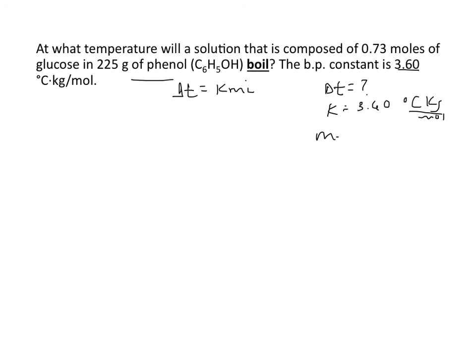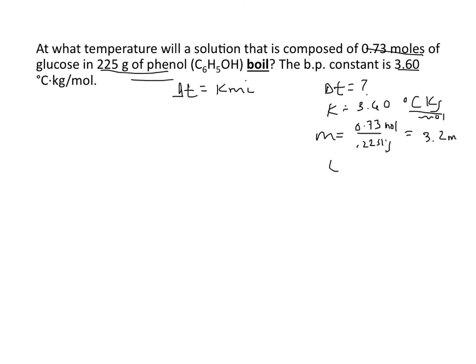Okay, our m value, remember we're going to have to calculate that. We've been given our moles of solute, and we've been given our number of grams of solvent. So what we're going to do is convert those into the appropriate units. So 0.73 moles divided by 0.225 kilograms. Okay, so we're going to go ahead and calculate that. That's going to give us 3.2 molal.